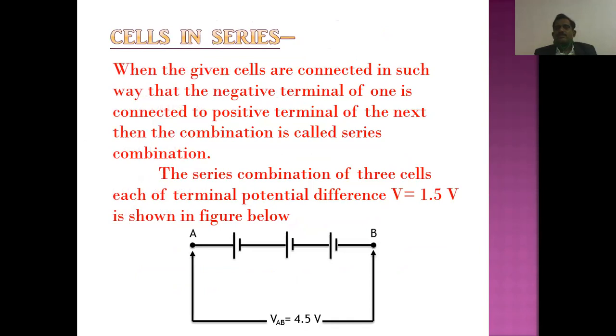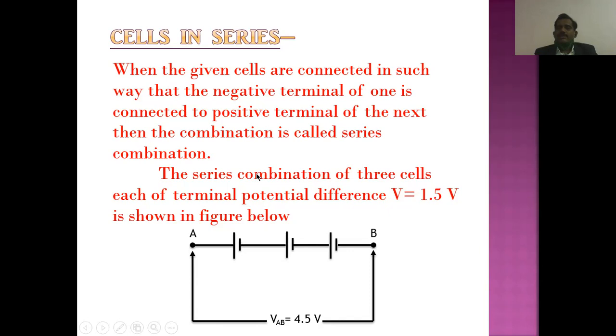Now, when cells are connected one after another, just like this, the negative terminal of the first cell is connected to the positive terminal of the second cell, and the negative terminal of the second cell is connected to the positive terminal of the third cell. This combination is called the series combination. So when such cells are connected, the negative terminal of one cell is connected to the positive terminal of the next, etc.